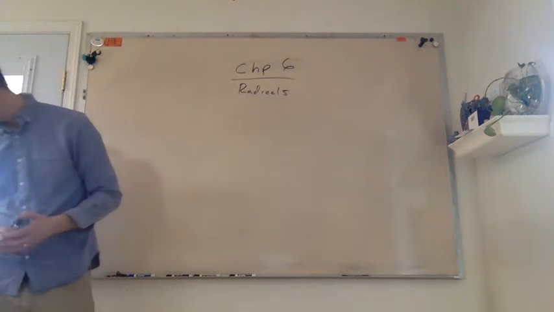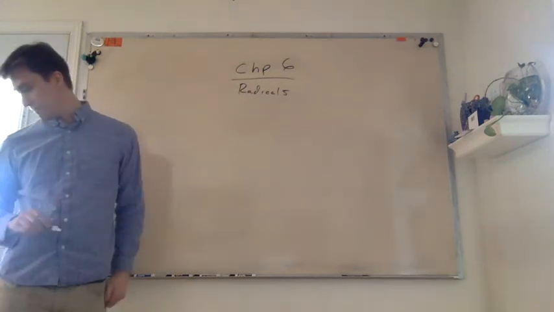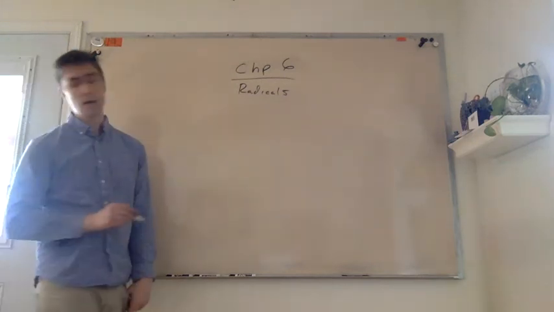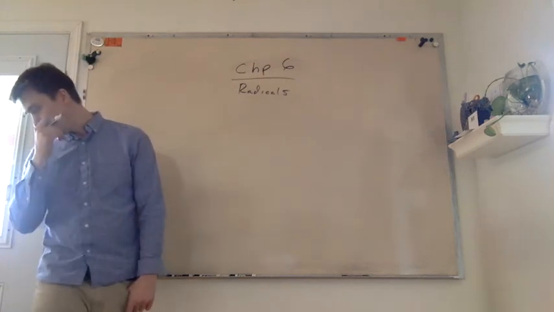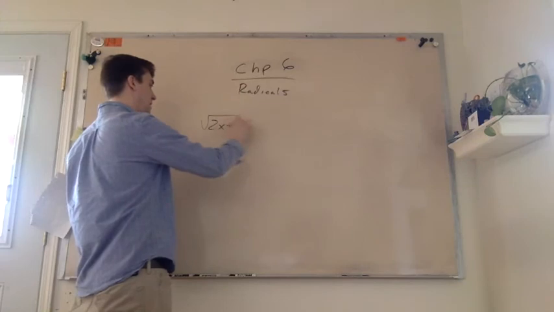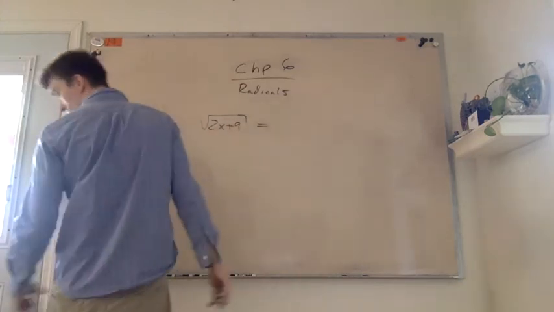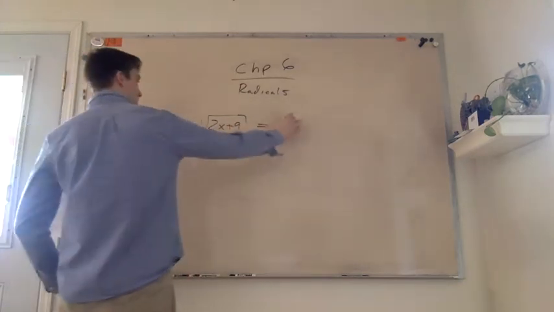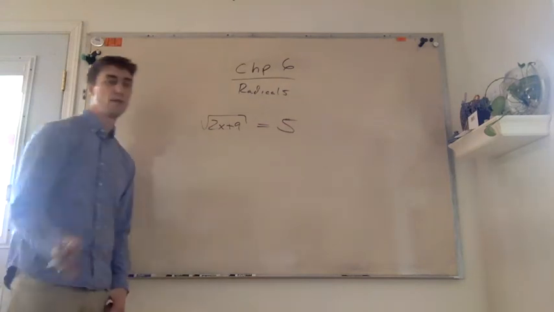All right, so let me throw one at you, huh? How about the square root of 2x plus 9 equals 5. Give that a try.